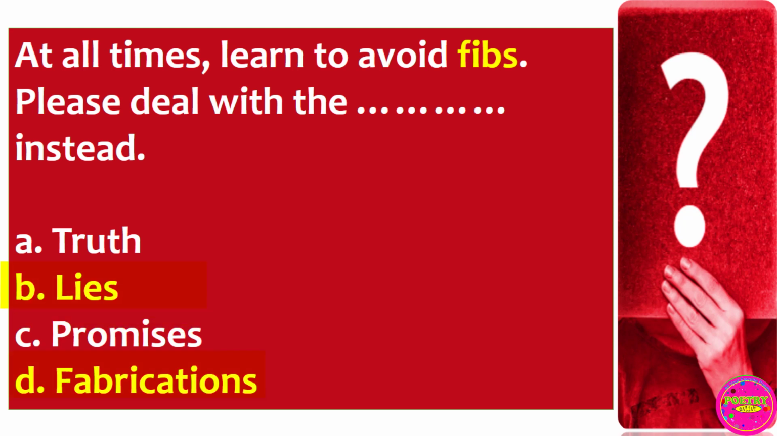Here, the words that have similar meaning to the word fibs are lies and fabrication. So, you have to rule out the words that are nearest in meaning to the underlined word. Here, we are looking for antonyms and not synonyms. So, the options that we'll be left with are truth and promises. And since fib means lies or fabrication, the word that is appropriate is truth. So the correct answer to this question is A. At all times, learn to avoid fibs. Please deal with the truth instead.